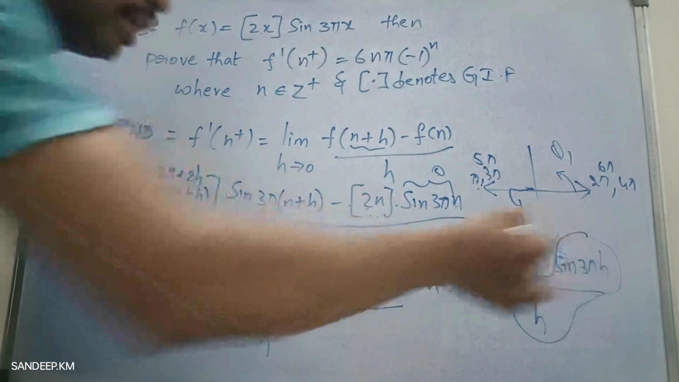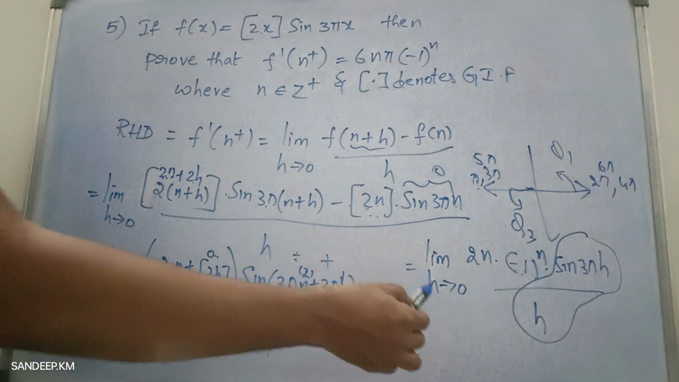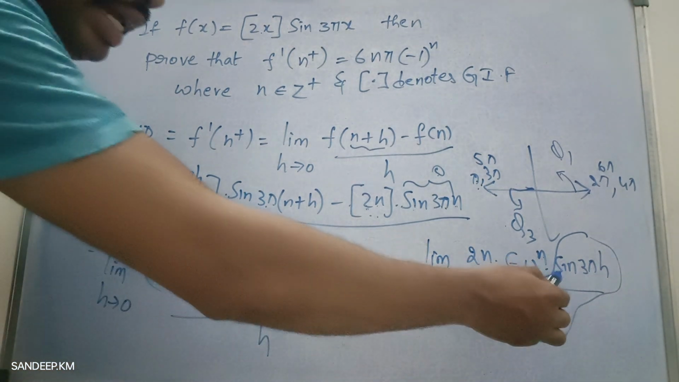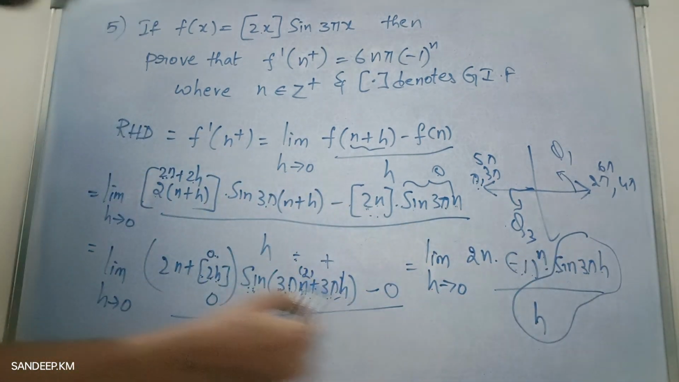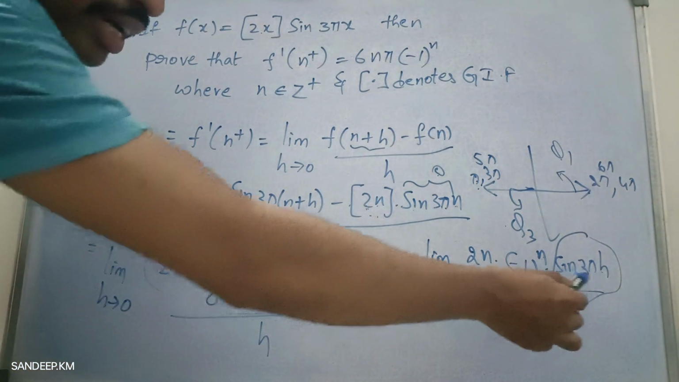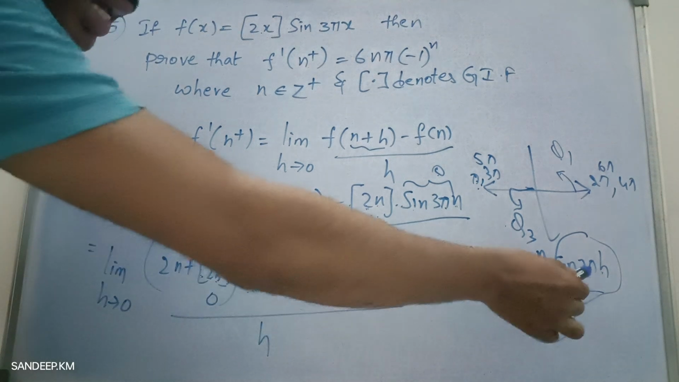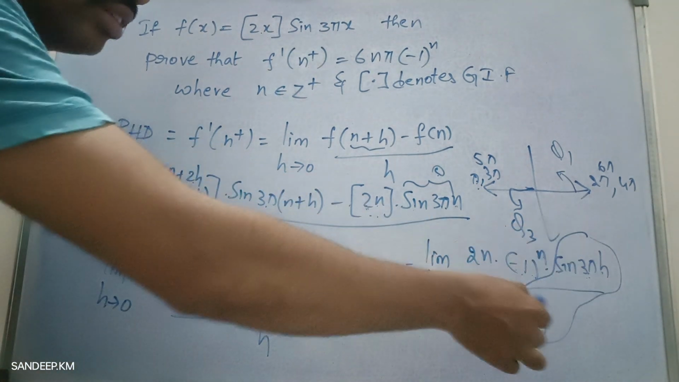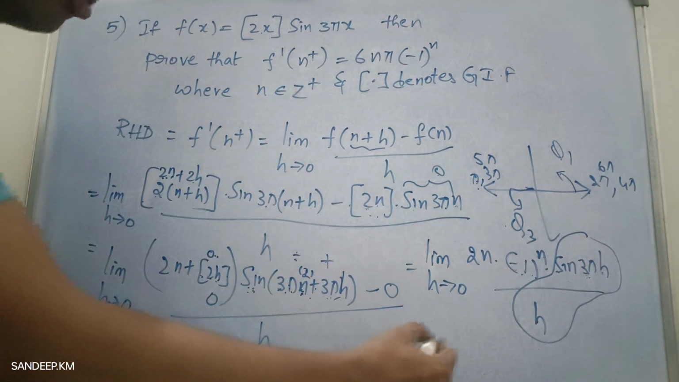From limits, trigonometric limits, we have learned that when h is approaching 0, sine of kh by h is taking what value? k. Correct or not? Sine of k into h divided by h is taking the value k. So the value of this is going to be 3 pi. So what is the answer?